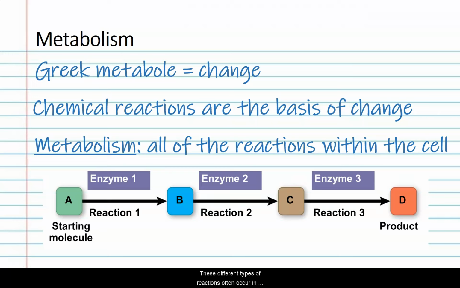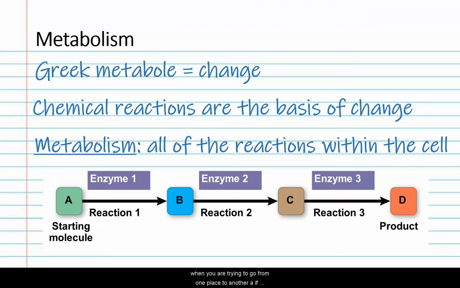These different types of reactions often occur in what's called a metabolic pathway, which is what you see pictured in front of you, where you start with one molecule. In this picture, it's molecule A, and you end with a different molecule, the product. Now, this doesn't usually occur in a single step, but rather a series of steps or a series of chemical reactions to get you from point A to point D in this example.